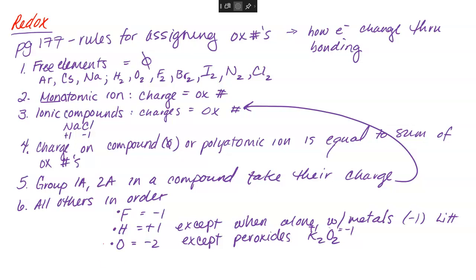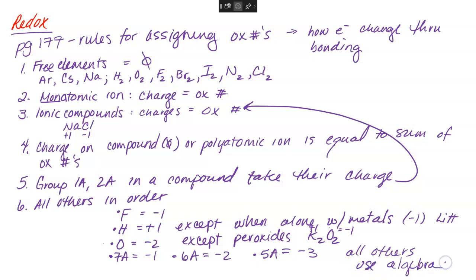And then from that we have 7A, then 6A, and I'm running out of room, my apologies, then 5A. After that, all others, you're going to use algebra, making sure you follow higher priority ones. So the priority is highest up at the top and decreases in priority. So you start at the top and assign starting with number 1 and then work your way down to 6.